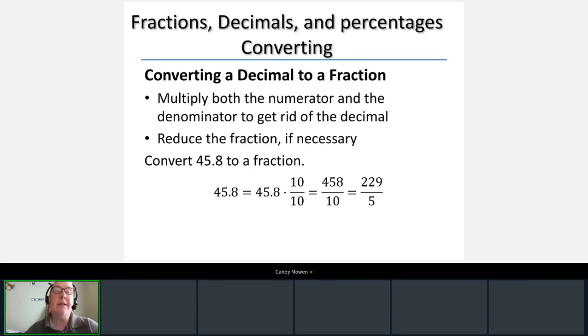When you convert a decimal to a fraction, you can multiply both numerator and denominator to get rid of the decimal, then reduce the fraction. Convert 45.8 to a fraction. You can multiply by 10, because the 0.8 is in the tenths position, to get rid of decimals. Some people find that it's easier. By doing that, it increased the 45.8 to 458 divided by 10, and then it reduces to 229 over 5.